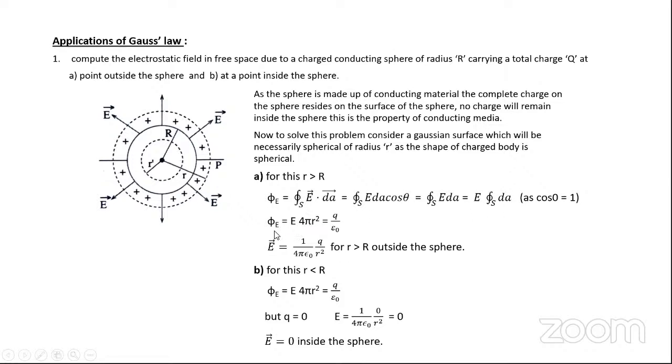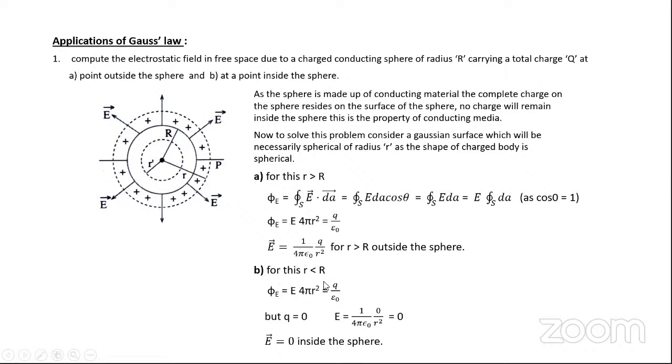So if you substitute that, you will find that phi E is equal to E multiplied by 4 pi r square, which according to Gauss law is Q enclosed divided by epsilon 0. Q is the total charge on the sphere. So E is equal to 1 upon 4 pi epsilon 0 times Q divided by r square, for r outside the sphere. This is the formula. You can calculate the electric field intensity anywhere outside the sphere using this formula.